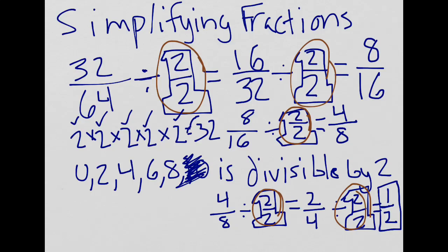If I had divided by 32, I actually would have only had to divide once. I wouldn't have had to divide 5 times, because 32 is the GCF of 32 and 64.